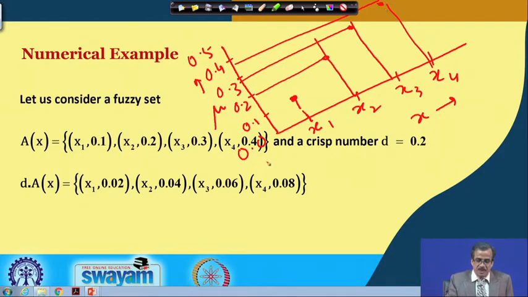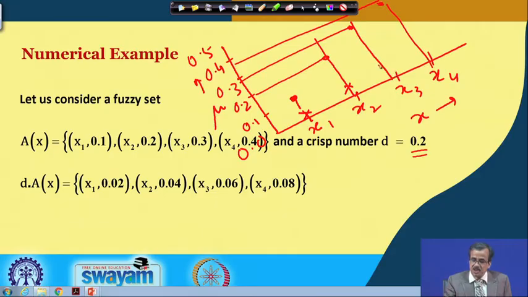Now, if I multiply by d, where d is equal to 0.2, corresponding to x1, I will be getting 0.02, so maybe I am here. Then corresponding to x2, I will be getting 0.04, so maybe I am here.